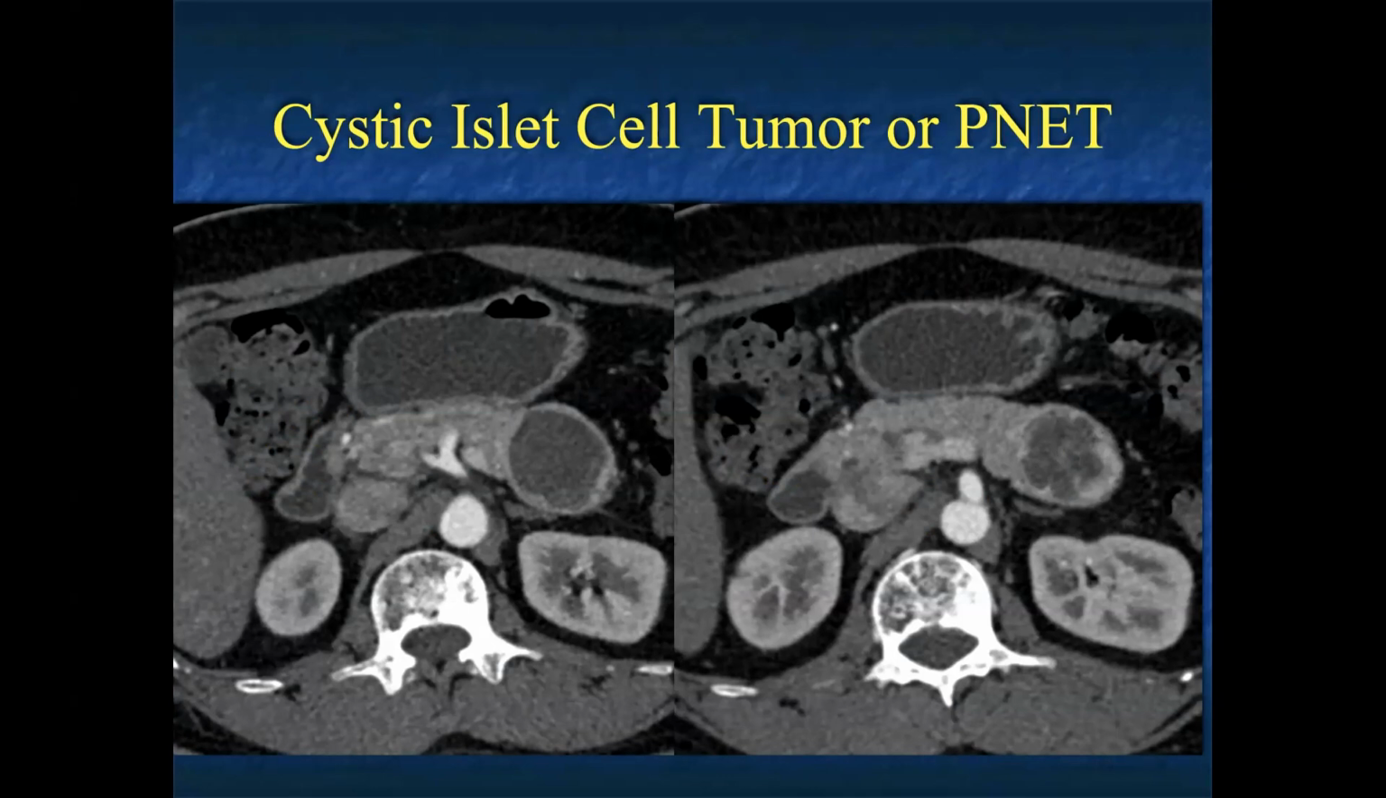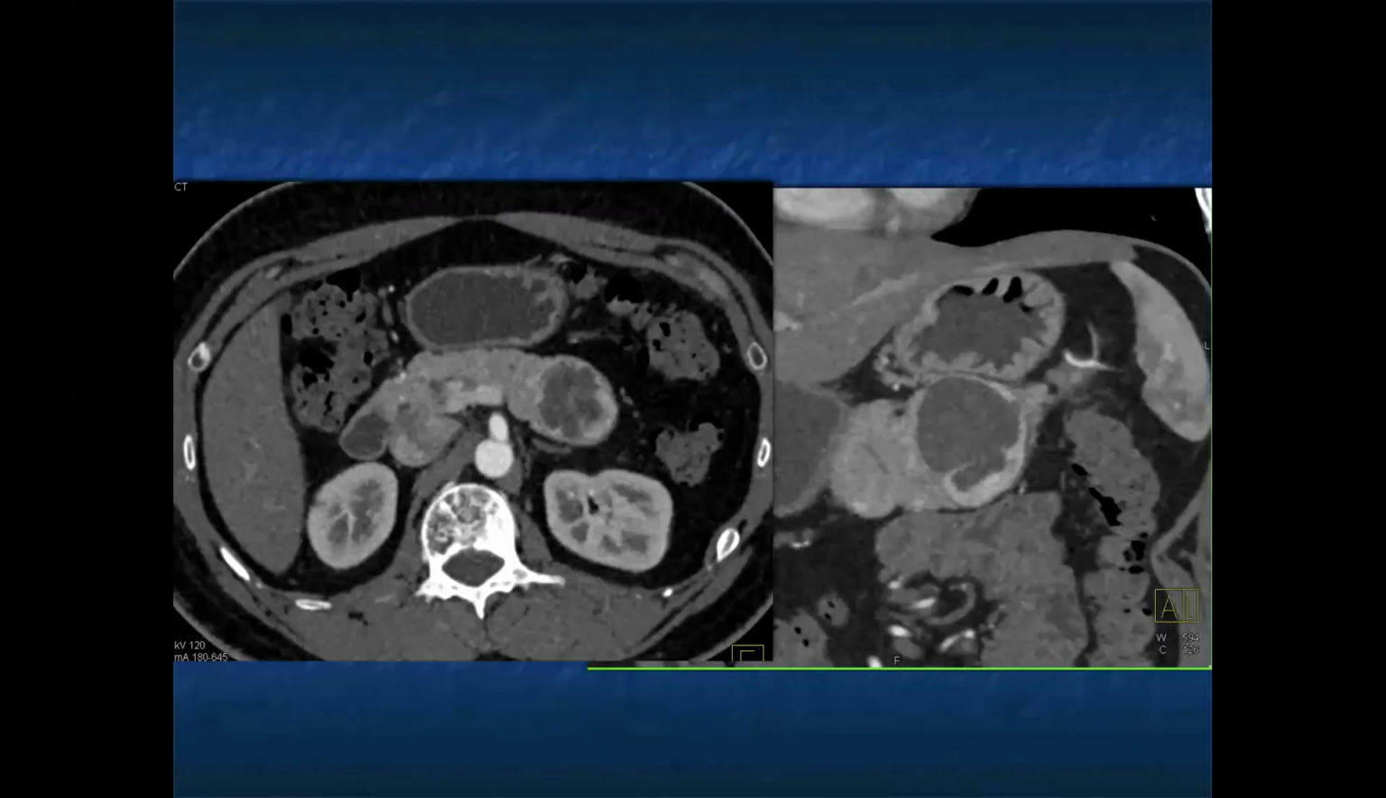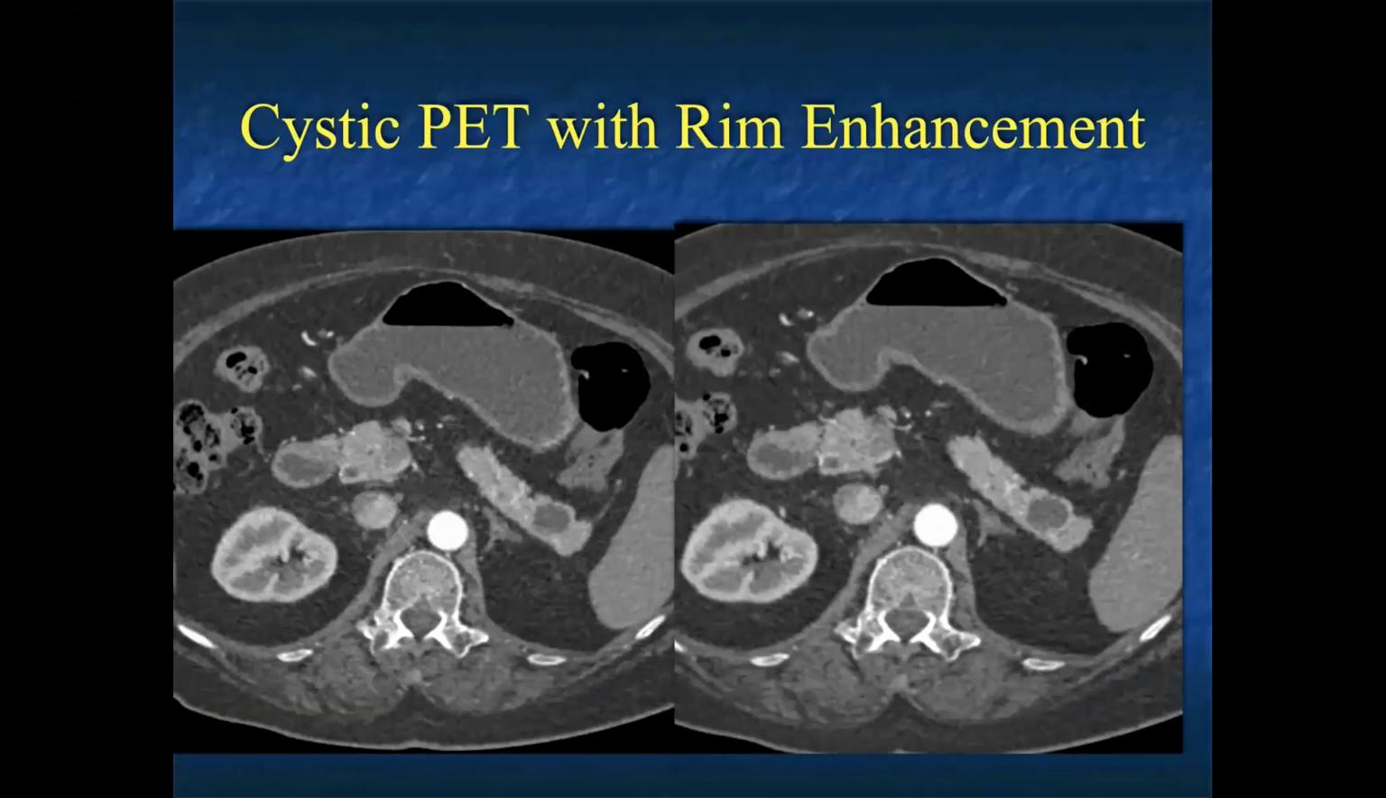It's not going to be an IPMN. There's no dilated duct. If it was an IPMN, it surely has malignancy within it. It doesn't look like a serous cystadenoma because the wall is thickened and the septations are thickened. This is coming out, and this was a cystic neuroendocrine tumor. Here it is, just a few more views of that.